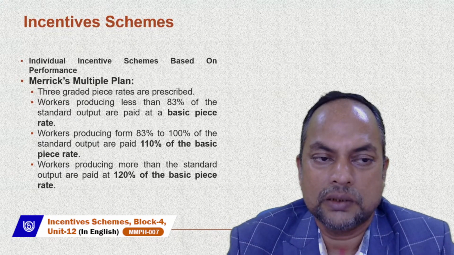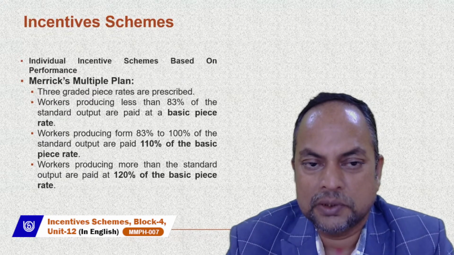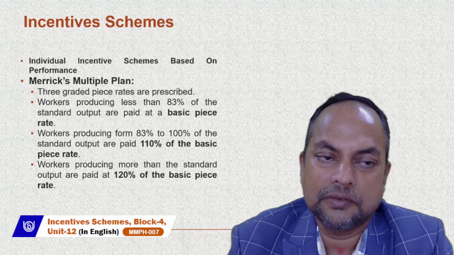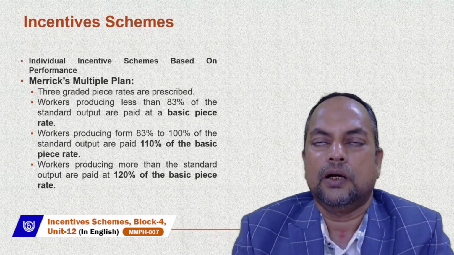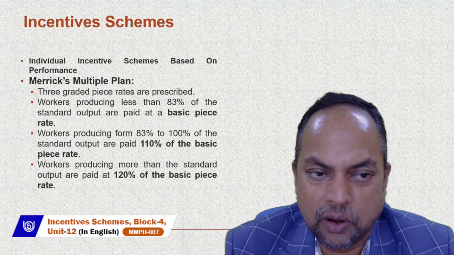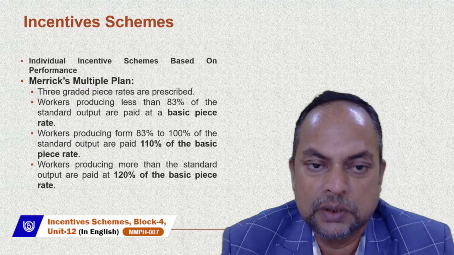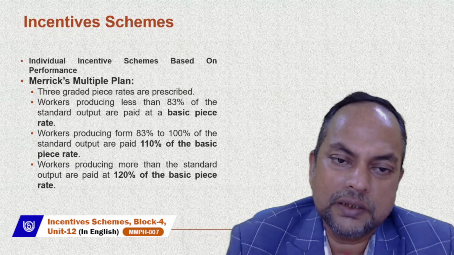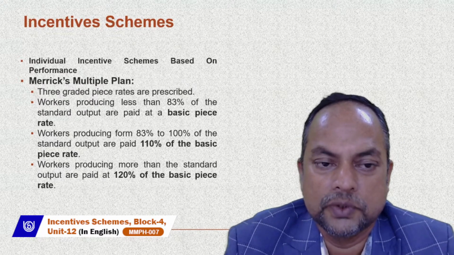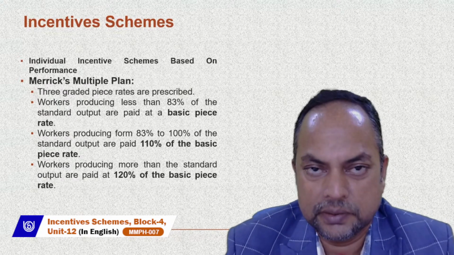We come out with Merrick's multiple plan, where we have understood, like Emerson's plan was there, different efficiency levels and different payment systems. So here also, Merrick proposed that there should be piece rate systems based on grades. So graded piece rate systems are to be administered. Anyone who is producing 83% of his efficiency or the standard output should be paid with the basic rate, that is 100%, right?